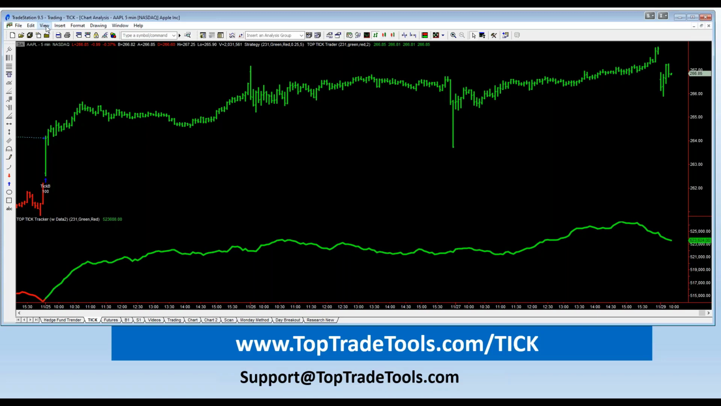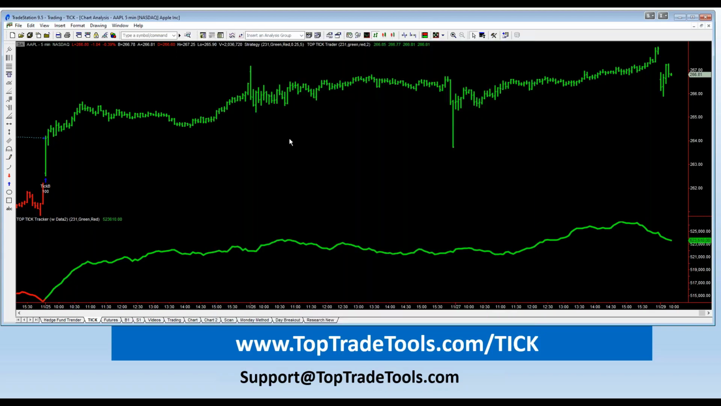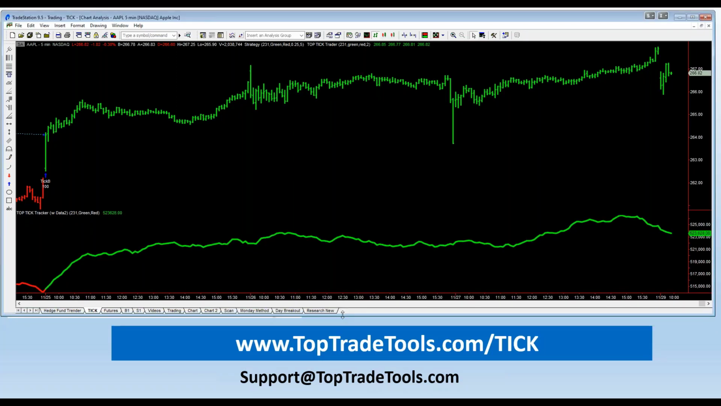Let's see how it does in Apple. I'm going to go ahead and look at the back test performance. It's a little bit choppy early on, but over the last 36 months it made 13,000 trading Apple. So it still did pretty well with the 20-hour aggregate. It still served as a pretty powerful tool, either to take signals on or to use as a filter.